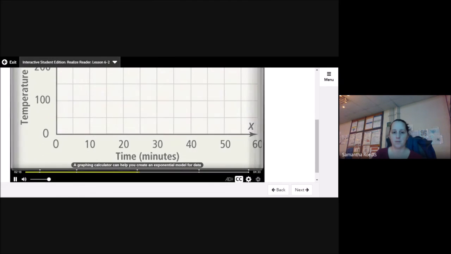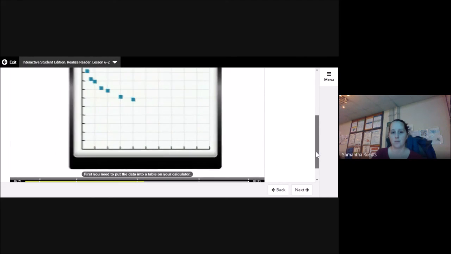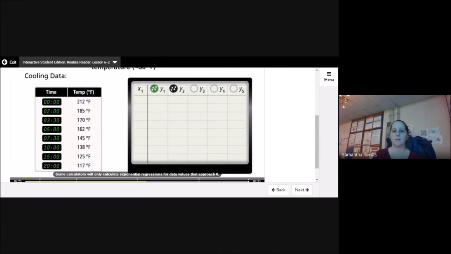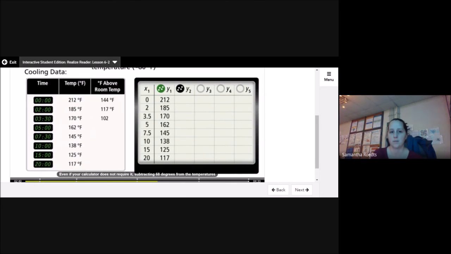A graphing calculator can help you create an exponential model for data using exponential regression. First, you need to put the data into a table on your calculator. Some calculators will only calculate exponential regressions for data values that approach 0. Even if your calculator does not require it, subtracting 68 degrees from the temperatures puts the information in the context of Randy's original problem, since how hot the soup feels depends on how many degrees above room temperature it is.